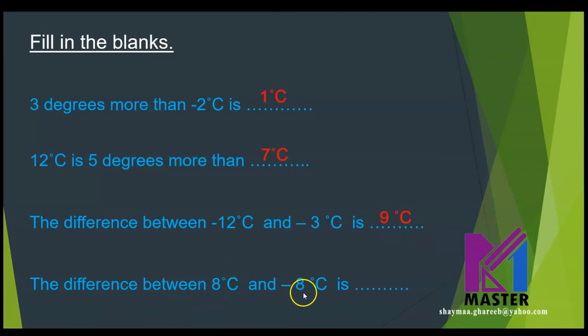The difference between 8 and negative 8, one of them is positive and the other one is negative. Then we are going to add both numbers. 8 plus 8 equals 16 Celsius degrees. And remember, the difference between temperatures is always a positive number.